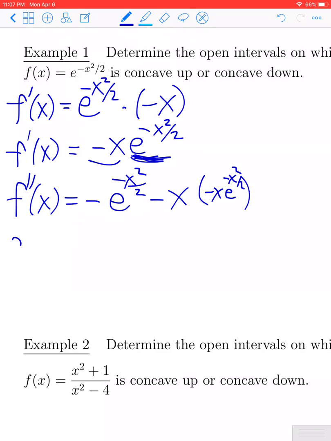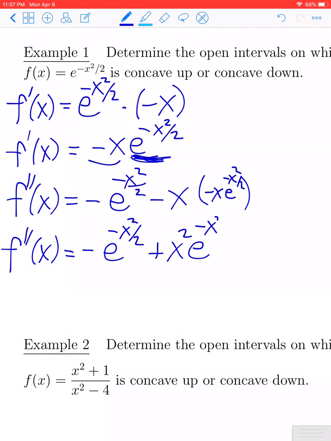Let's go ahead and simplify this. We see that f double prime of x is equal to negative e to the negative x squared divided by 2 plus x squared e to the negative x squared divided by 2. And this would be our expression for the second derivative.